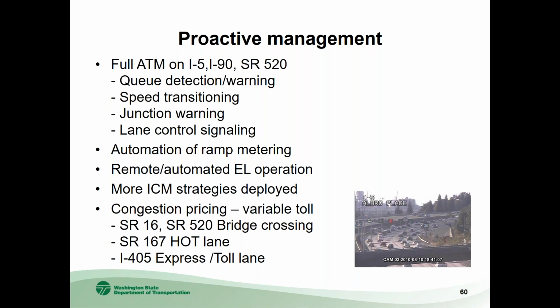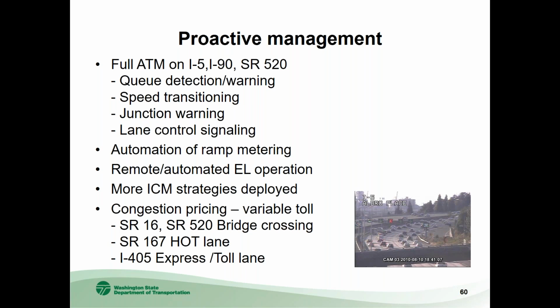the speed transitioning or speed harmonization, and junction warning, as well as lane control signaling. And then also during this time, we automated the ramp metering turn on and turn off based on the occupancy in the corridor. And we also introduced the remote or automated operation of the express lane on I-5, and the remote operation of the express lane actually helped us tremendously in terms of minimizing the exposure of maintenance personnel on the roadway, as well as speeding up the reversal process.